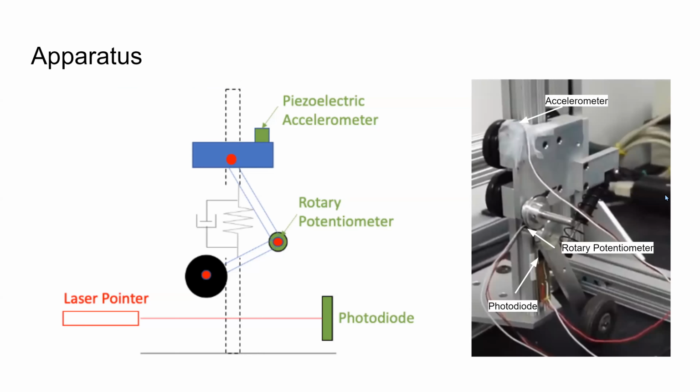All right, this is the apparatus. On the left, we have the diagram. You can see the landing gear setup. It's got the spring and damper system. And then we have our three sensors. The piezoelectric accelerometer is on top there, the rotary potentiometer is at that pivot joint, and then the photodiode lined up with the laser pointer. On the right, we have the actual picture of the setup. As you can see, all the parts are still there. The photodiode and the rotary potentiometer are a little blocked, but they're back behind there, and when the system is lifted up, the photodiode receives the laser.